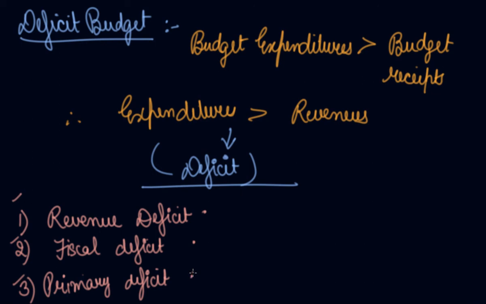I hope you have completely understood the types of budgets, that is your balanced and unbalanced budget. Your unbalanced further divides into two parts, that is your deficit budget and surplus budget. So this will be taken up in the next video, your budget deficit.